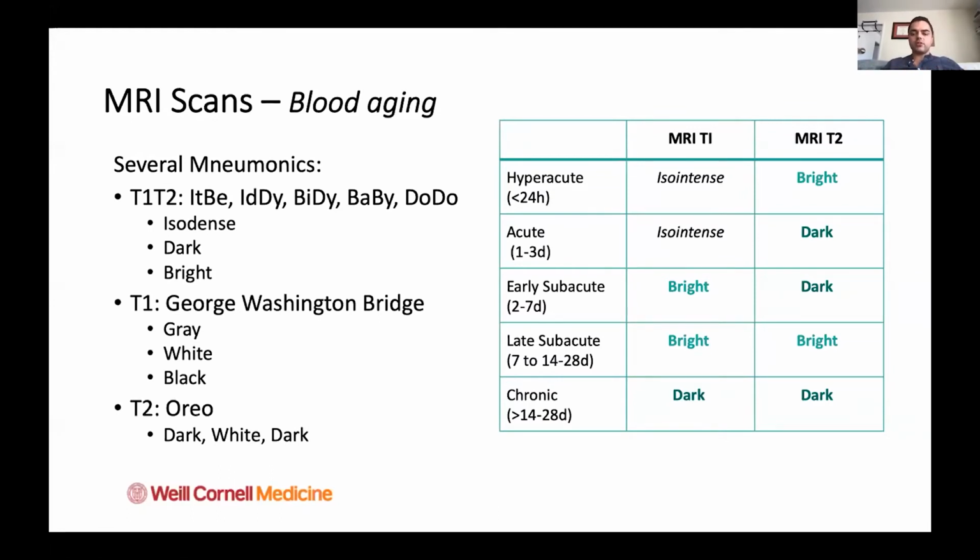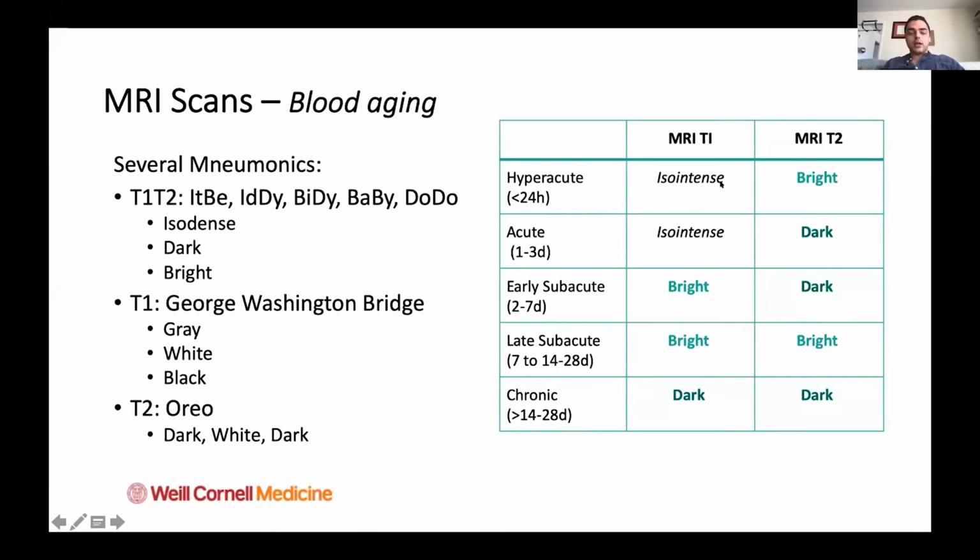We'll talk about contrast in a bit. Contrast shows breakdowns in the blood-brain barrier and is important for identifying tumors. And you're going to be having to look at those. I'm not going to belabor this, but just something to reference is there are different mnemonics that you can use to identify blood and the age of blood on MRI sequences.